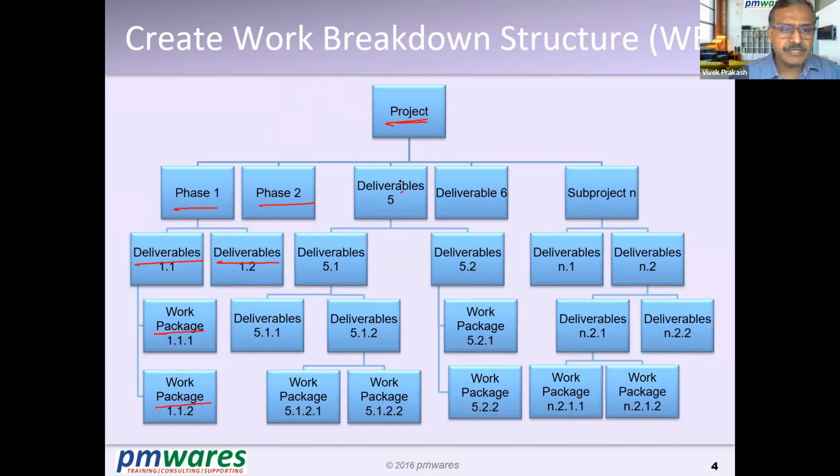Here you may take a different approach. I don't want phases, I want direct deliverables, then further sub-deliverables, and further. The last item, which is not further subdivided, is called a work package. This is a scope management concept of a project. If the project is too big, you can divide it into sub-projects also.